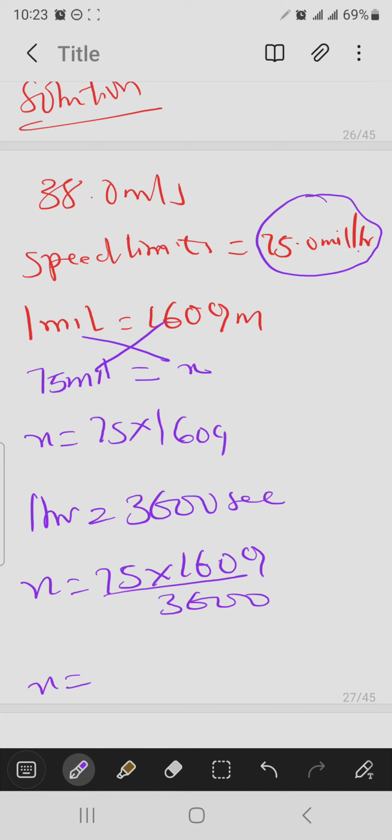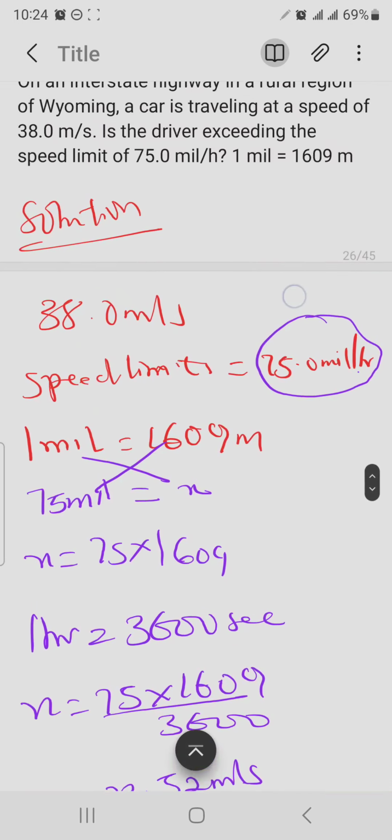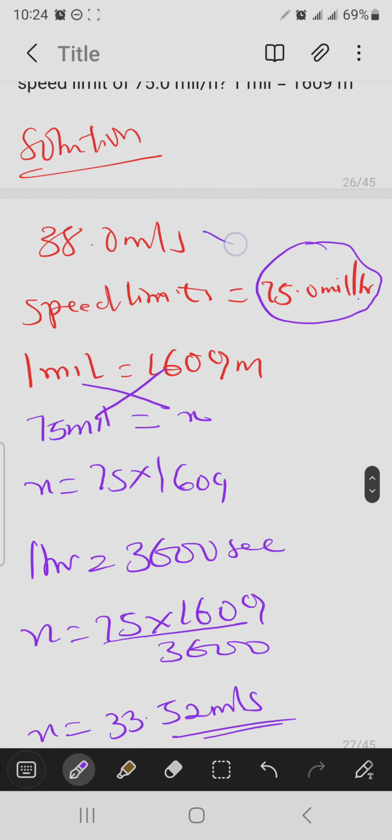We now have 33.52 meter per second. Since we have 33.52 meter per second, it means that it is not speeding. The reason is that it is not up to this 38.0 meter per second. It means that it is not over speeding. It's a normal speed. And I hope you understand how to do it.